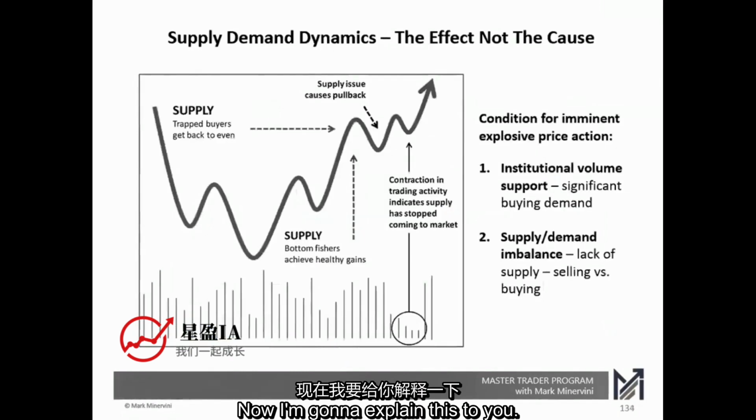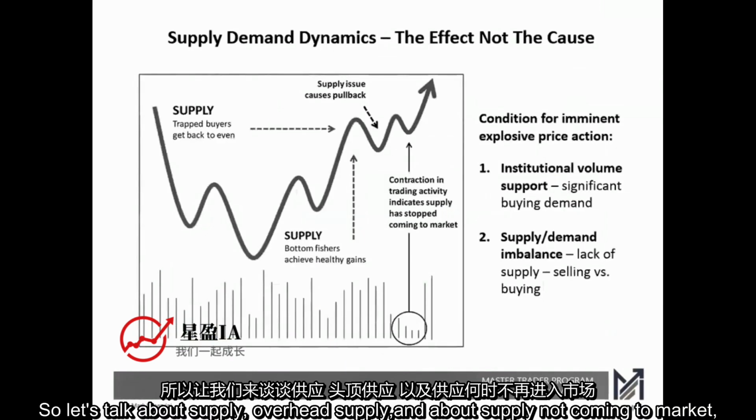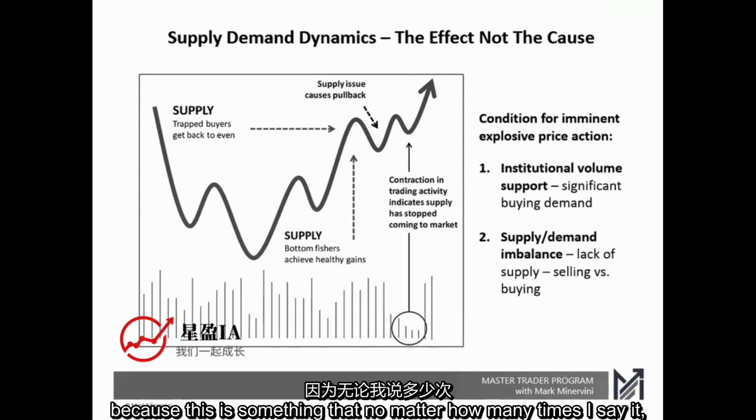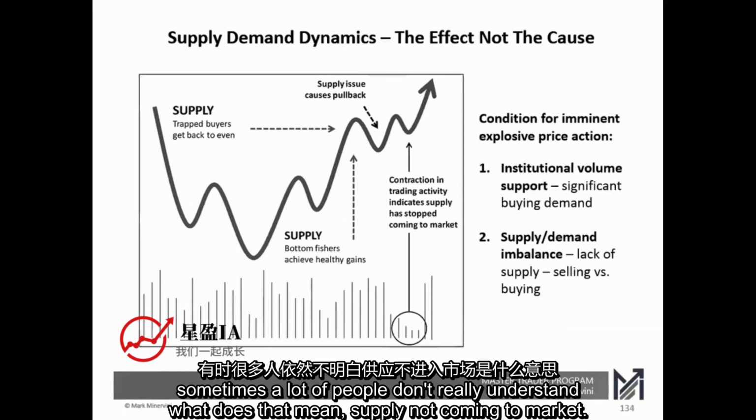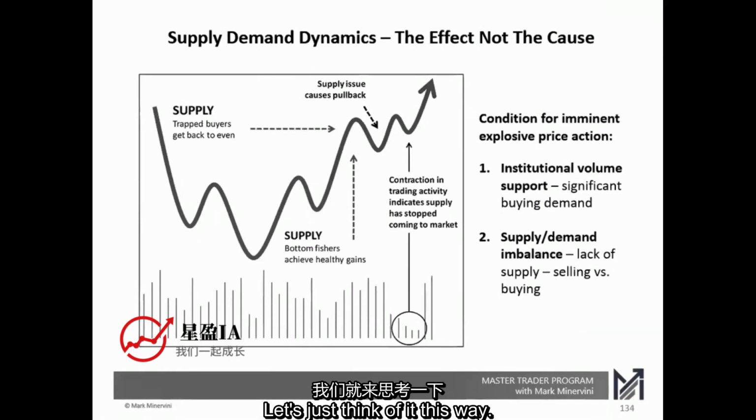Okay, so now I want to explain this to you. So let's talk about supply, overhead supply, and about supply not coming to market. Because this is something that no matter how many times I say it, a lot of people don't really understand. What does that mean? Supply not coming to market. So let's just think of it this way.